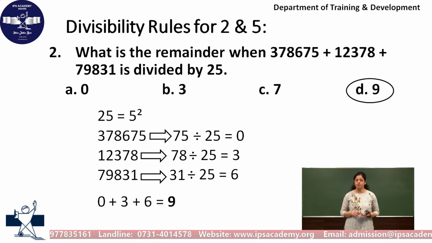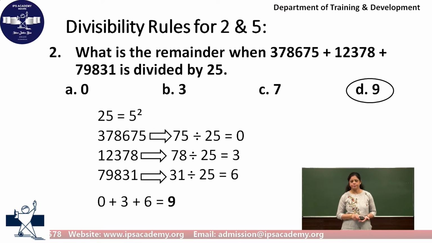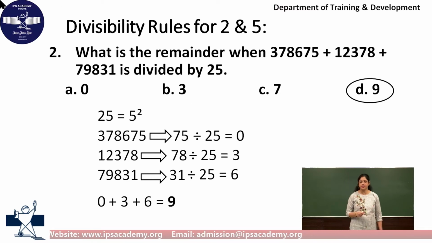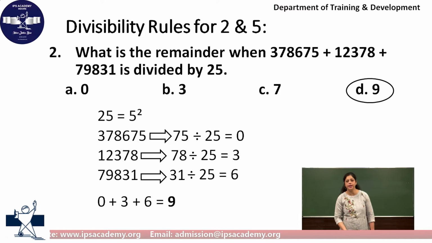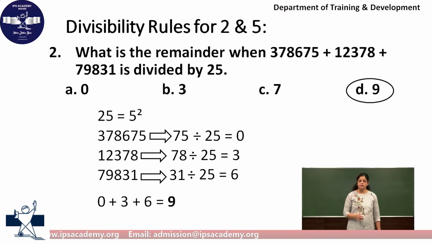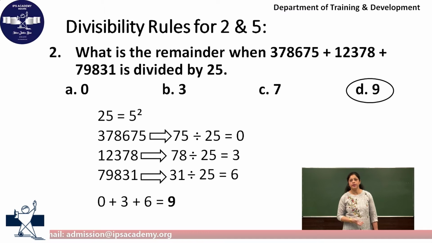Now after doing this final operation, here we did a plus, last time we did a multiply. So whatever operation we perform, the answer we get, like last time we got 0, this time it is 9. In both cases, the answer was less than the divisor. Last time the divisor was 4, when the answer was 0. This time it is 25, and the answer is 9. That's why these are our final answers.